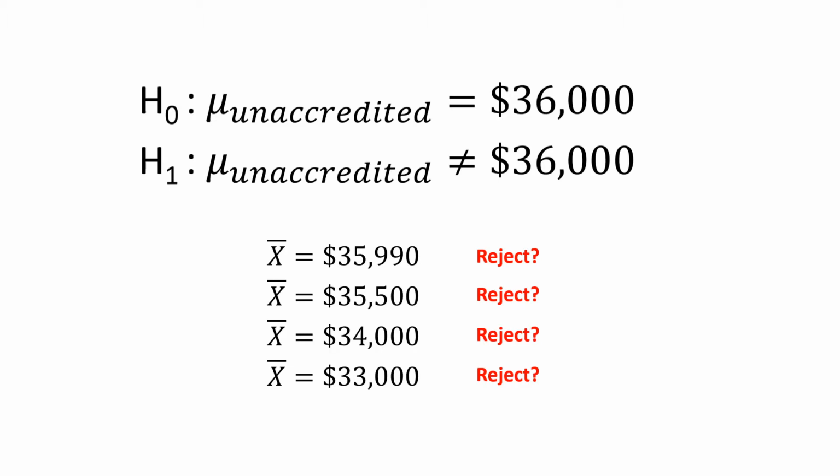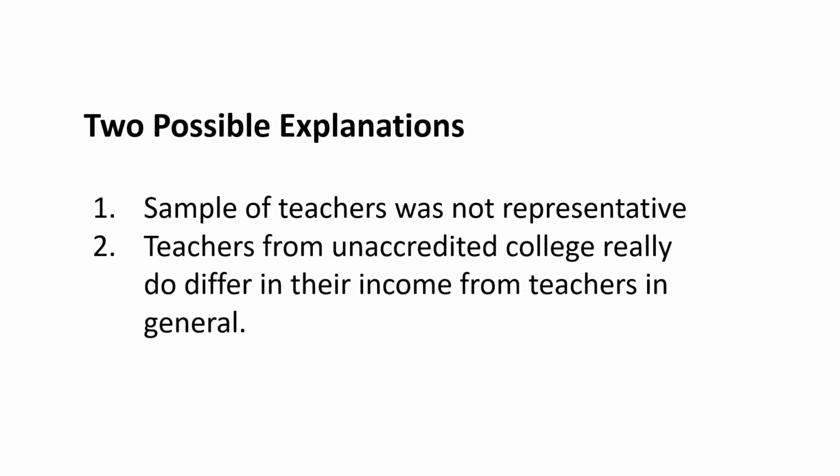Let's take a step back. We've drawn a sample and observed that it's different from our expected value of $36,000. There are only two possible reasons for this. The first is that the sample we've selected of teachers who graduated from non-accredited colleges was, purely by chance, not representative of the population of all teachers who graduated from non-accredited colleges.